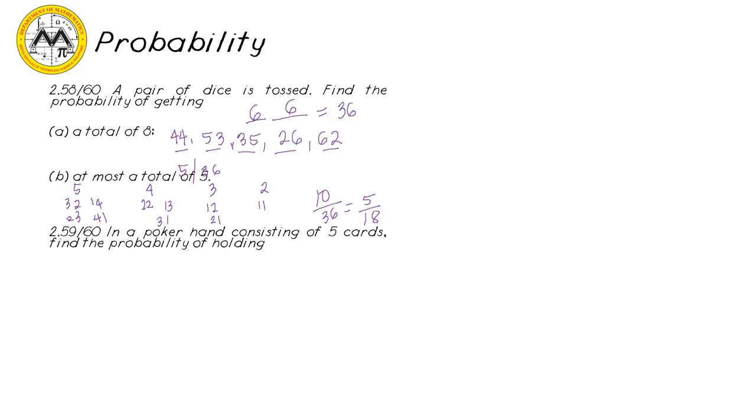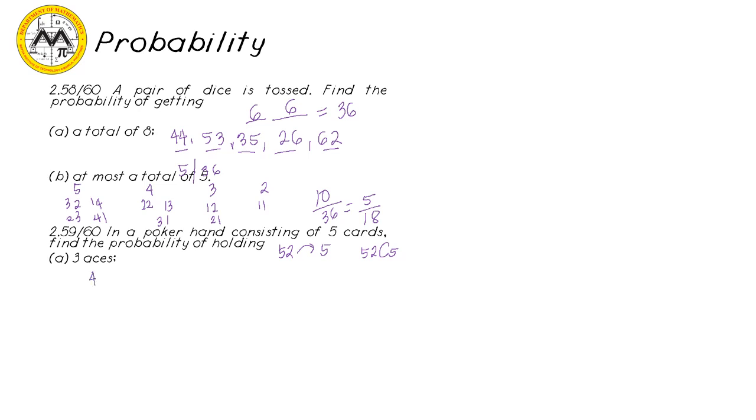A poker hand consists of 5 cards. Find the probability of holding certain hands. There are 52 cards in a deck, and you're going to select 5, so that's 52 combination 5. What's the probability of holding 3 aces?